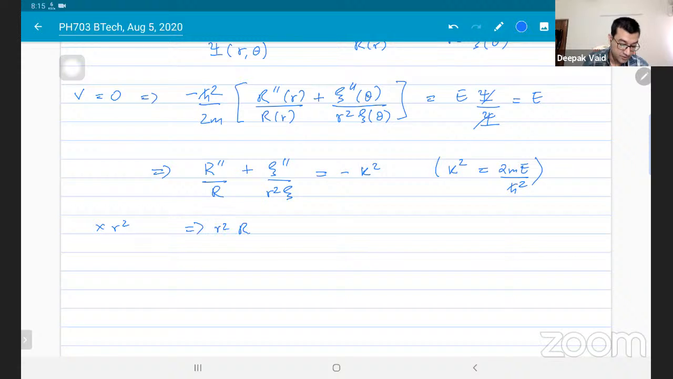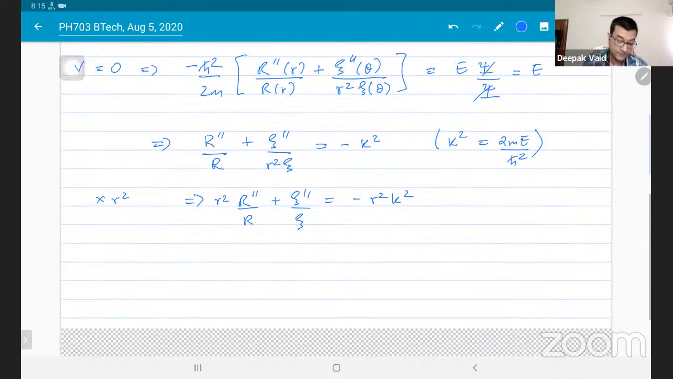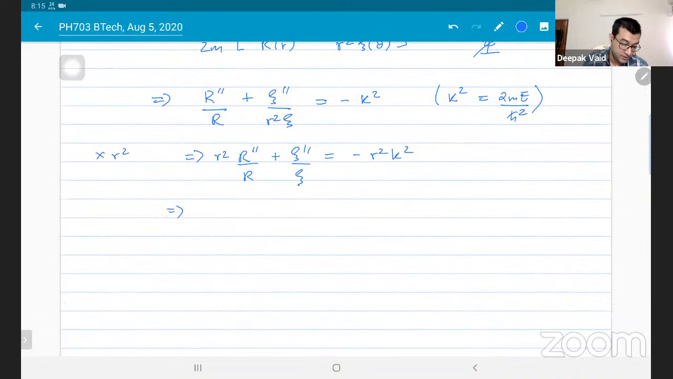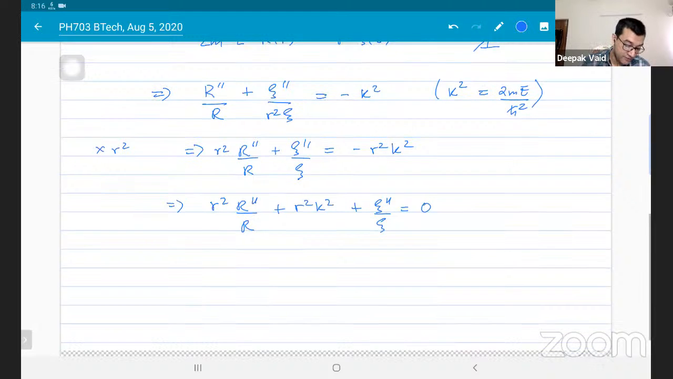What do you get? You get r square prime r plus this is equal to minus r square k square. You can write this as r square double prime r plus r square k square plus this by this is equal to 0. Okay. So now what have we done?